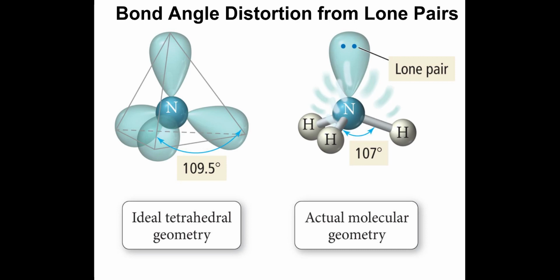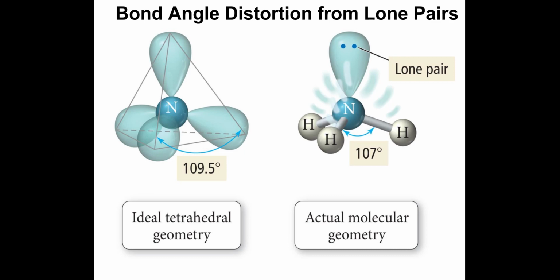And so you can see that here in this example. So the bonding angle, so if you have all bonding groups, so here on the left you have nitrogen with all four atoms bonded, and those are going to be equally distributed. The bond angle, as we saw, is 109.5. So all of the angles between the atoms is going to be 109.5. So it's got the ideal tetrahedral geometry.